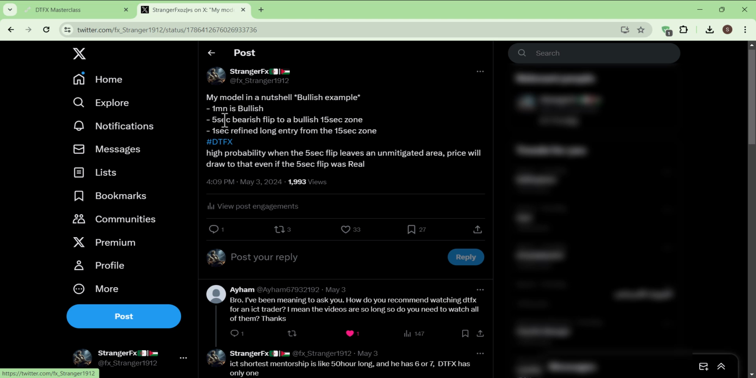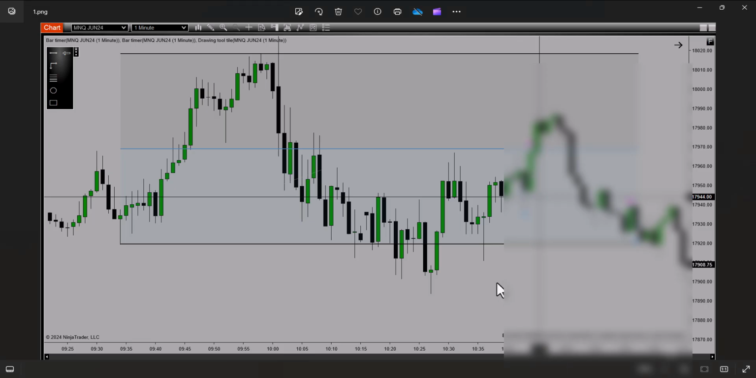I also use the 5-second and the 15-second for sweep points and potential entries. And lastly, I use the 1 second. It is absolutely not necessary to use the 1 second time frame, but I like to refine my entries. So first of all, on the 1 minute, I need to be either bullish or bearish in order for me to look for buys or longs. Let's go to the first trade and see how that looks.